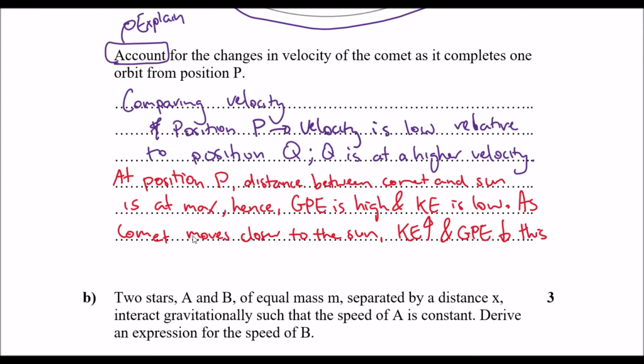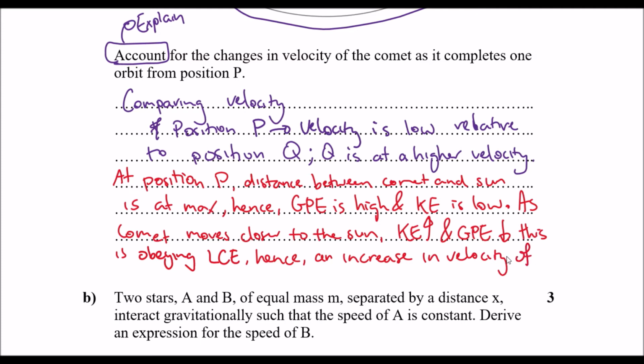This is obeying the law of conservation of energy. Hence, an increase in velocity of our comet as it comes near the sun in its orbit.